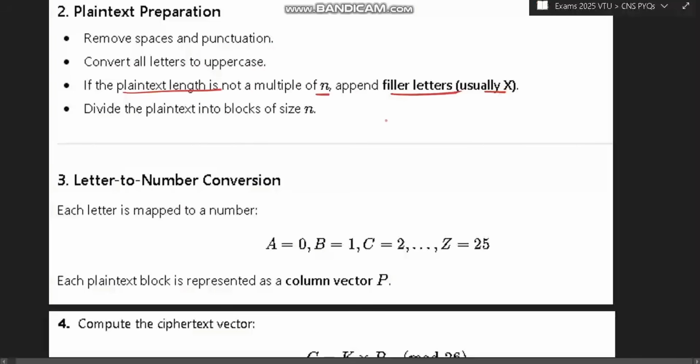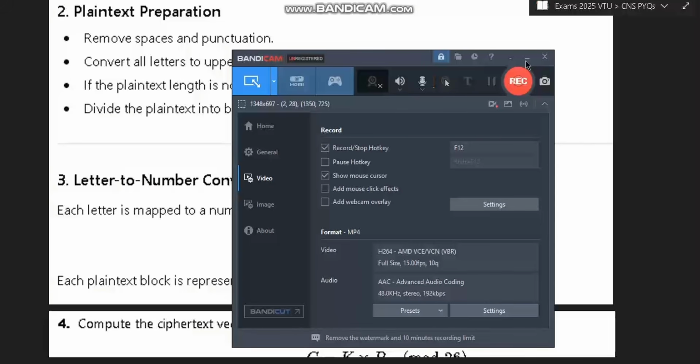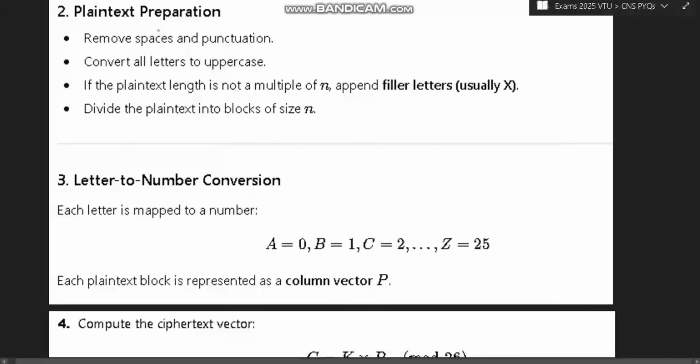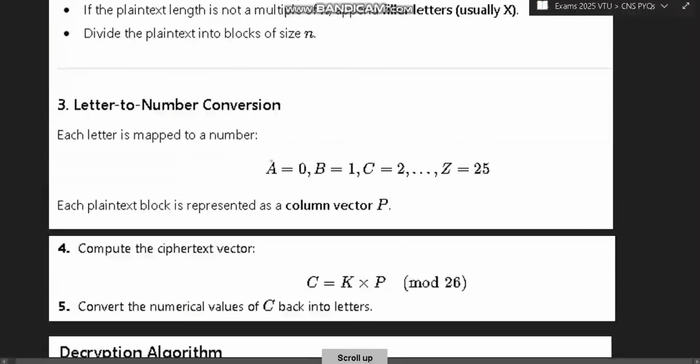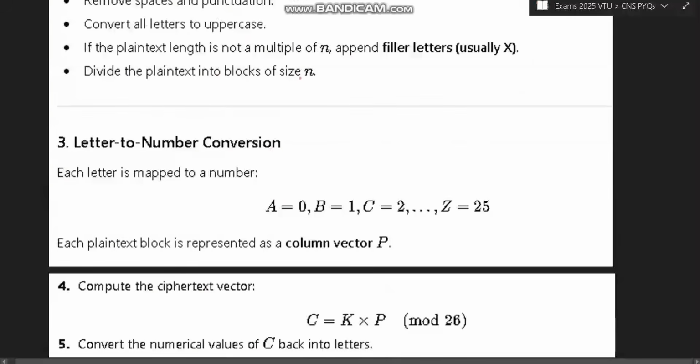Whatever the size of the matrix is, if it is 3 cross 3, the plain text which is given should be a multiple of 3. If it is not, put X. After that, you have to divide the plain text into blocks of size n. It was a 3 cross 3 matrix, right? So we'll be dividing it into vectors of 3, 3, 3 like that.